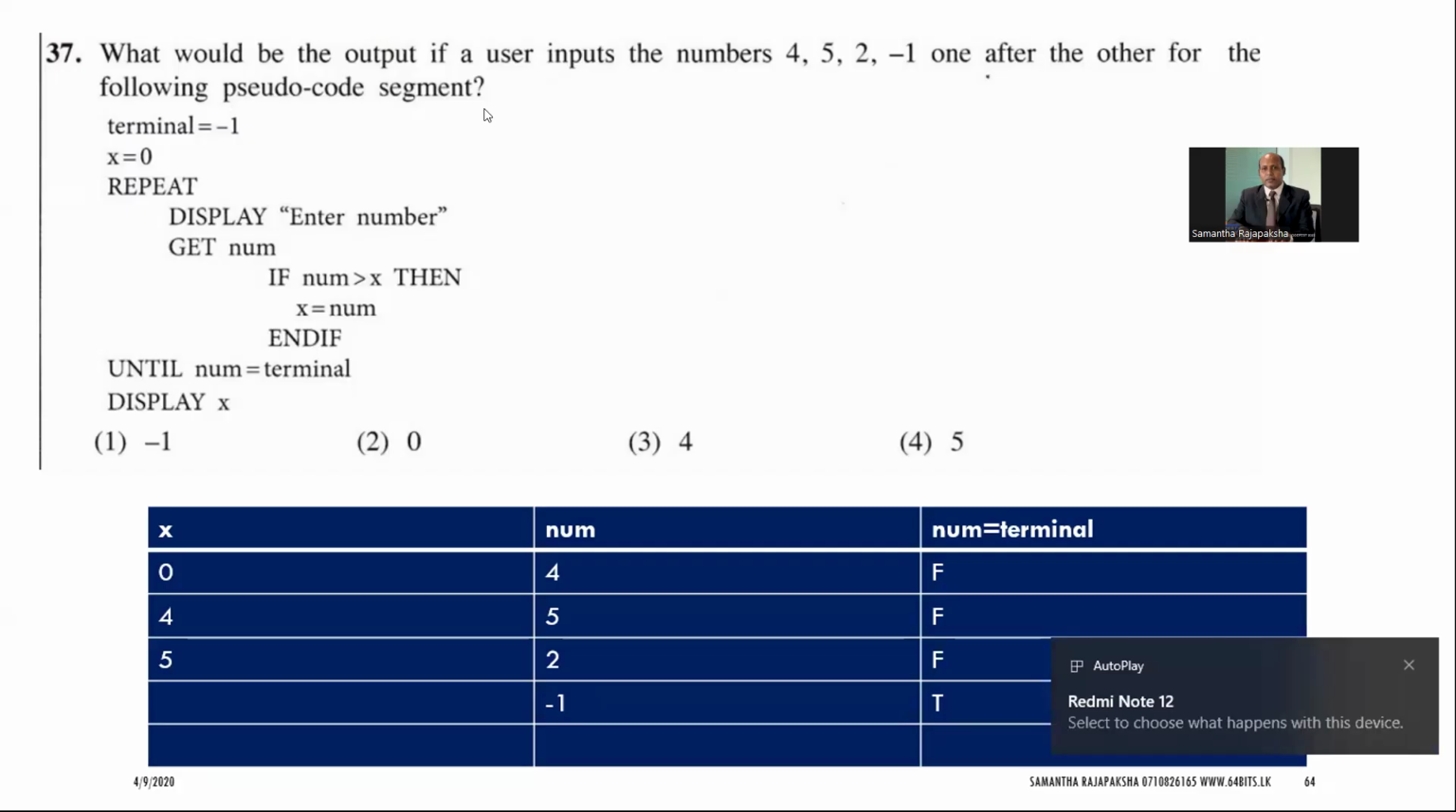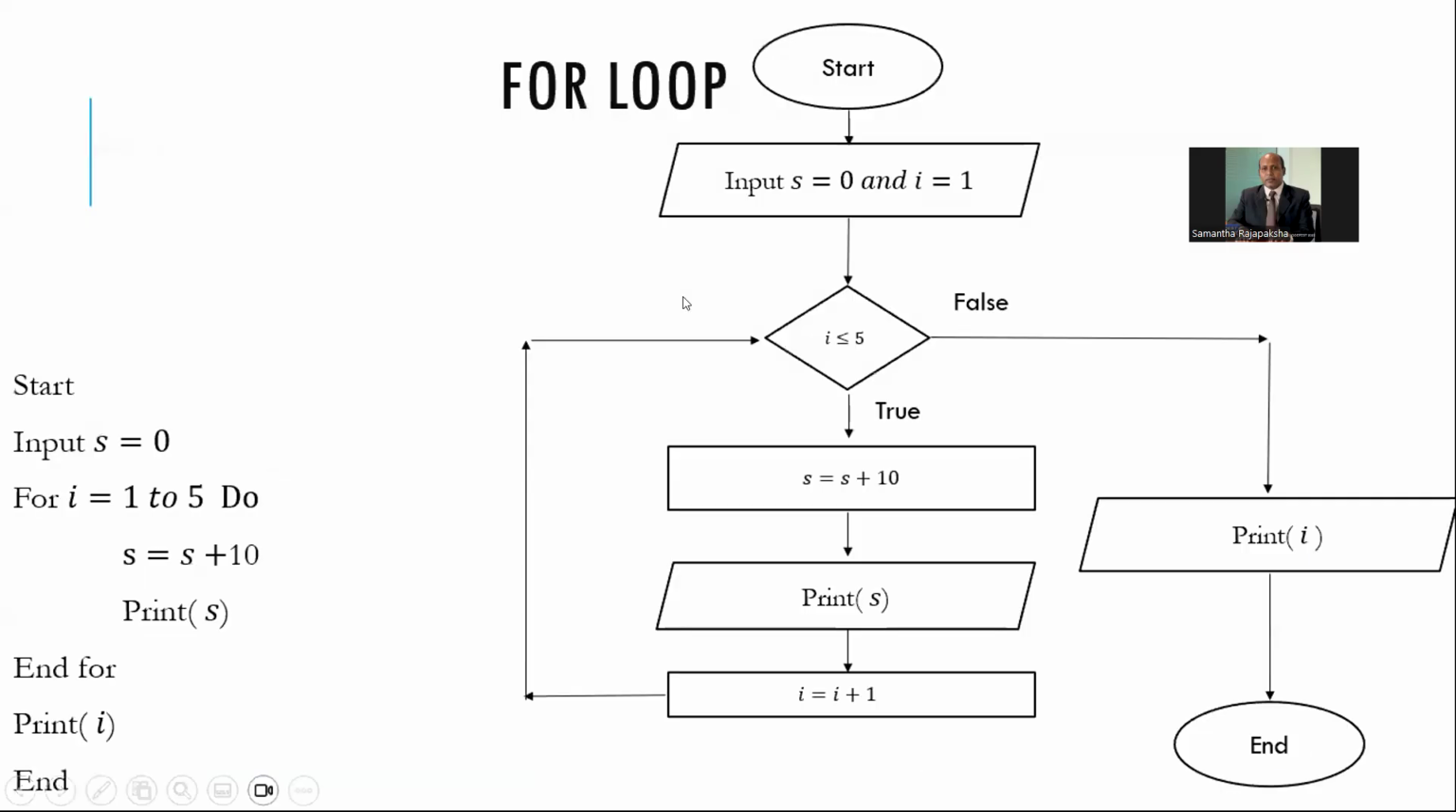So here the inputs are given. So actually you can create the table. You can trace like we did previously. Then you get the output. This is the for loop.